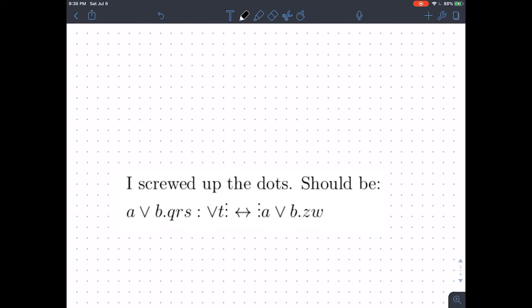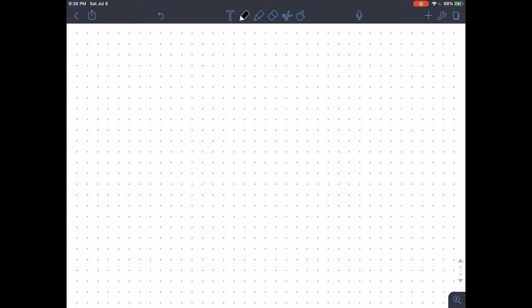So there are two things you need to know about substitution. There are two like fun facts about substitution. The first one is that substitution preserves validity.